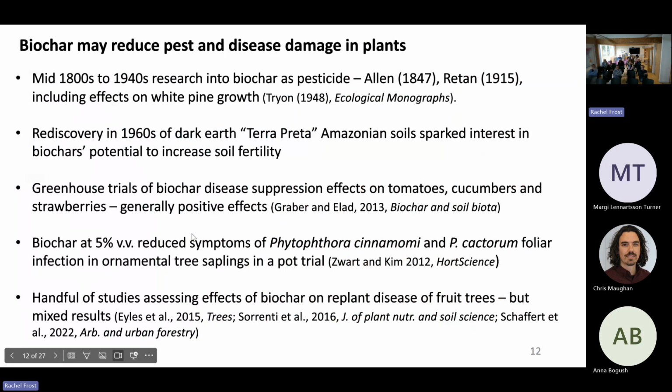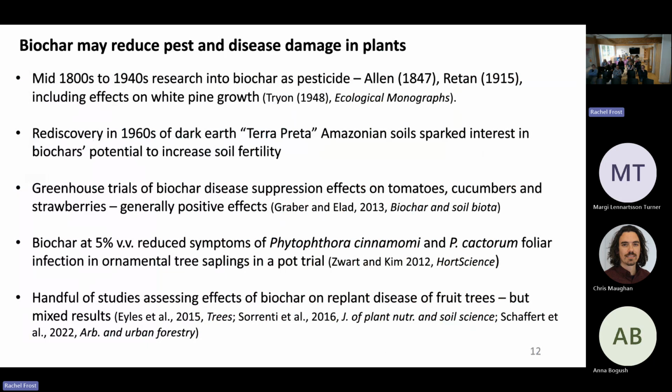So research into biochar is not a new thing. People have been looking at the potential for benefits in plant growth and in plant disease suppression since back in the 1800s, in fact, possibly even earlier than that. And studies looking at trees were going on in the 1940s. But the real interest in biochar and its potential for soil fertility arose in the 1960s with a guy called Wim Sombroek, who went into the Amazon and found these patches of very dark soil that was very, very fertile and retained its fertility for thousands of years.